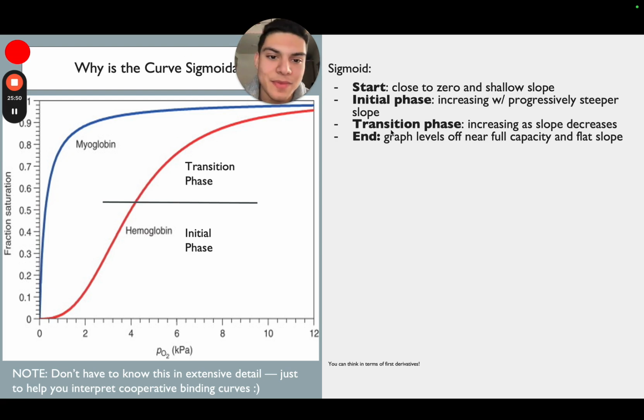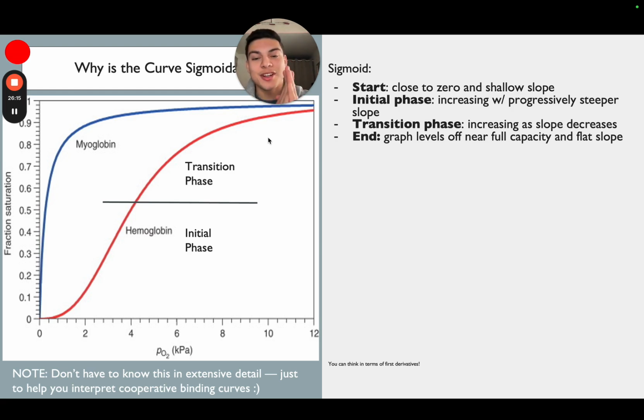to infinity, right? So that transition phase is increasing the saturation levels, so that y-axis is still increasing, but the slope, that first derivative, is decreasing, which means that the binding affinity is now lowering. And so at the very end, we see that the graph levels off at near full capacity in a flat slope. And this makes sense because if all the oxygens bind to it, then why would it have higher affinity for more oxygens? That would just keep it locked in place.